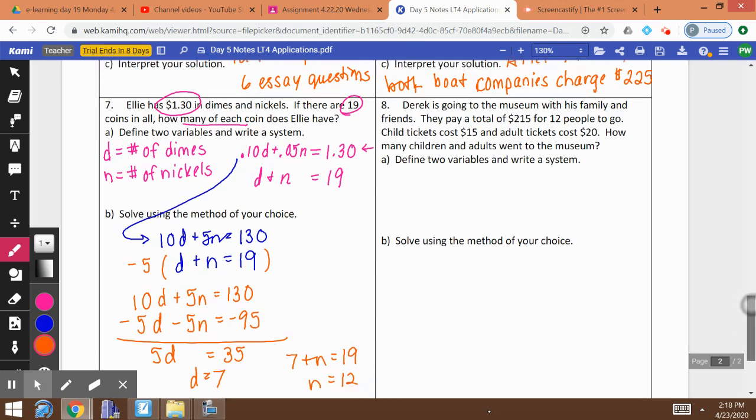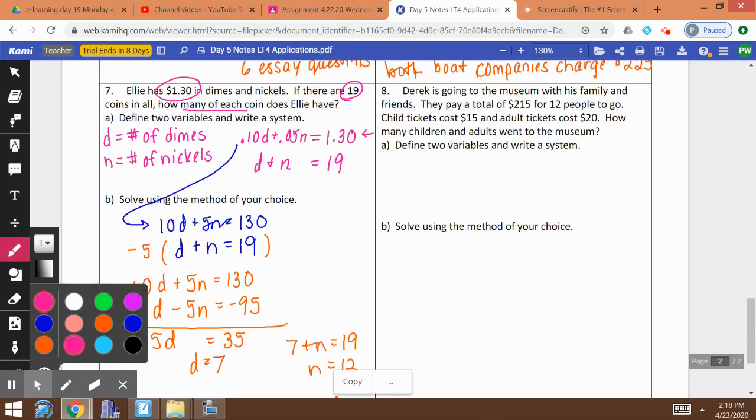All right, last one. Again, you'll see they all end up being kind of similar here. We've got Derek. He's going to a museum with his family and friends. They pay a total of $215 for 12 people to go. Child tickets cost $15 and adult tickets cost $20. How many children and adults went? So again, how many of each?